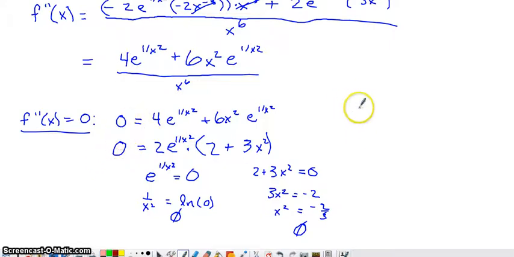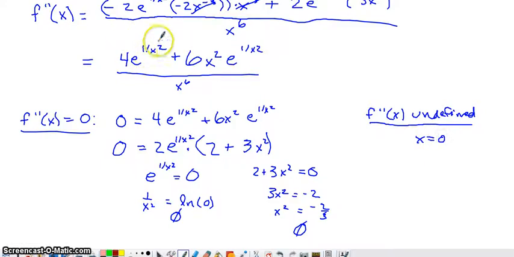The second derivative is going to be undefined at the same place where the function was undefined, and that's at x equals 0. Look at this denominator. It's obviously 0 when x equals 0. This is undefined when x equals 0. This is undefined when x equals 0. So the second derivative is clearly undefined when x equals 0.